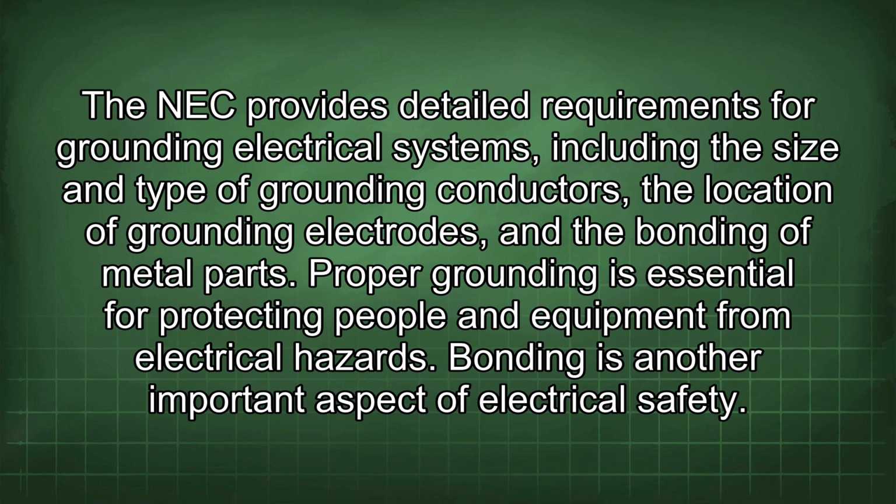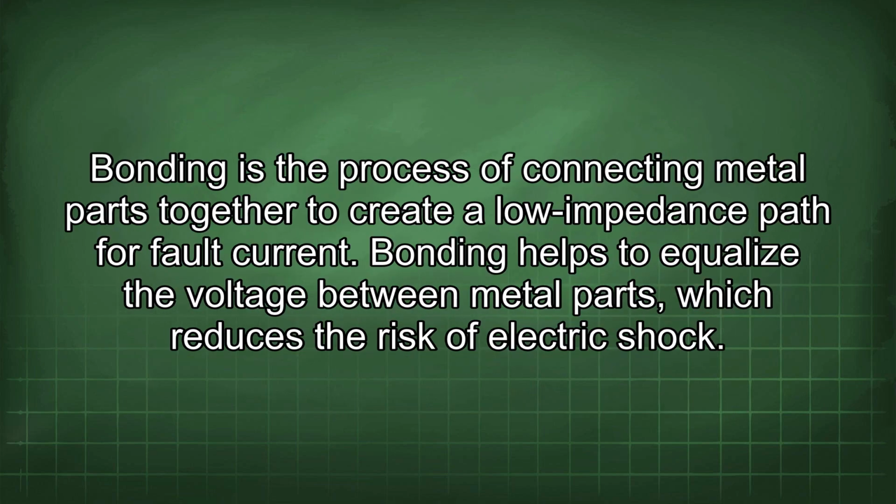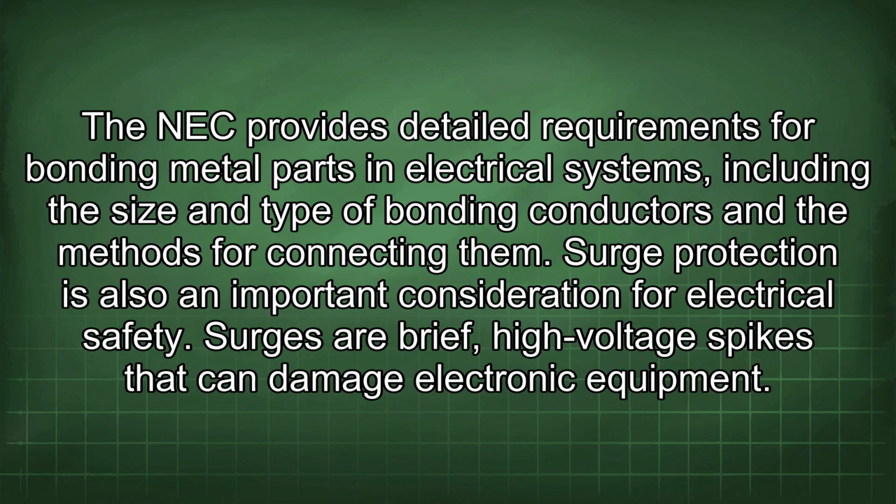Bonding is another important aspect of electrical safety. Bonding is the process of connecting metal parts together to create a low impedance path for fault current. Bonding helps to equalize the voltage between metal parts, which reduces the risk of electric shock. The NEC provides detailed requirements for bonding metal parts in electrical systems, including the size and type of bonding conductors and the methods for connecting them.